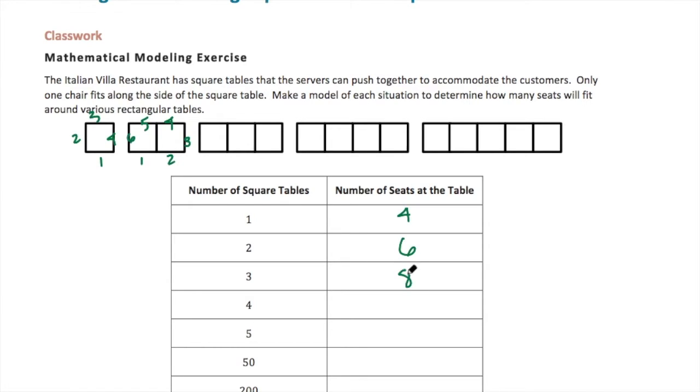So you can look at the 3, there's 3 up top, 3 on the bottom, that's 6, and 2 on the ends. That's 8, 10, 12, 50. How can we think about this? This is going to be a little bit more tricky.